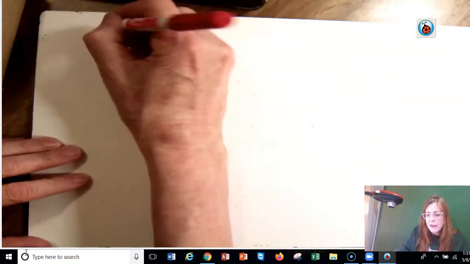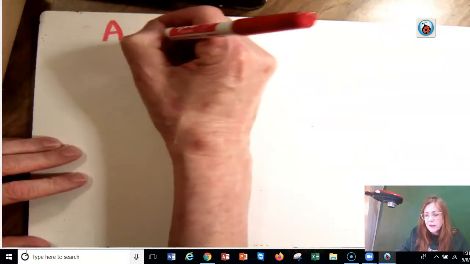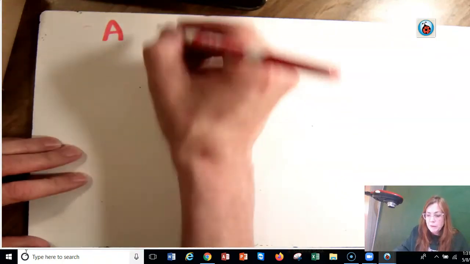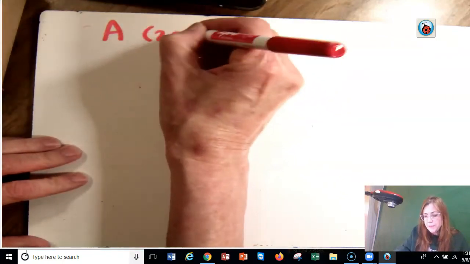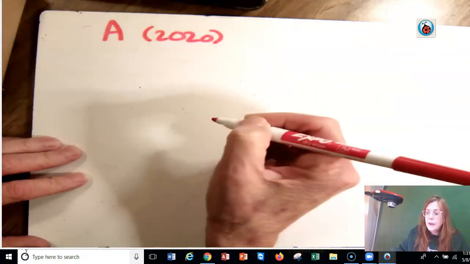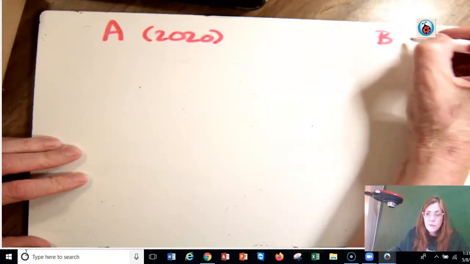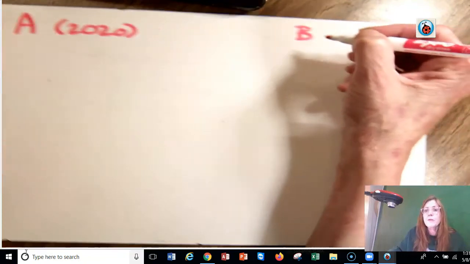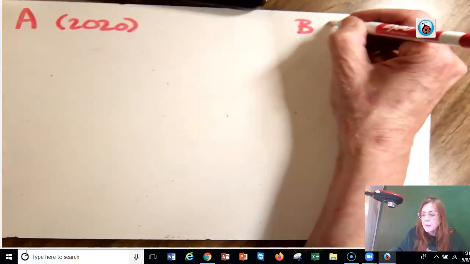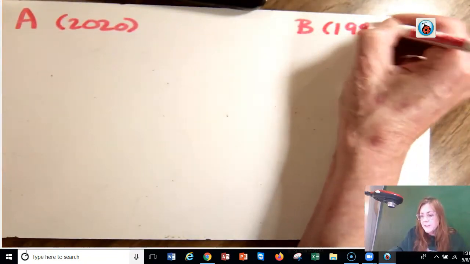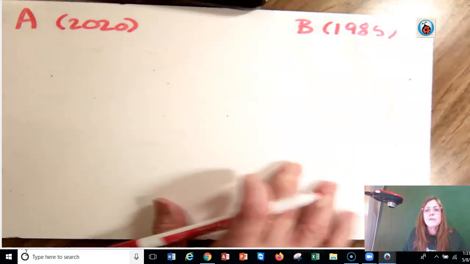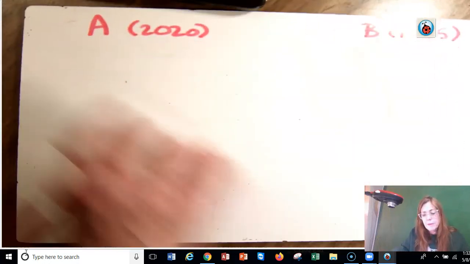First thing I'm going to do is I'm going to write A. That's my current toilet paper roll. I'm going to put 2020 in here. And B, that's my vintage roll of toilet paper. Vintage means older, or sometimes it means antique. I'm going to put 1985 here. Okay, so I'm going to take some measurements of both of these and compare them.